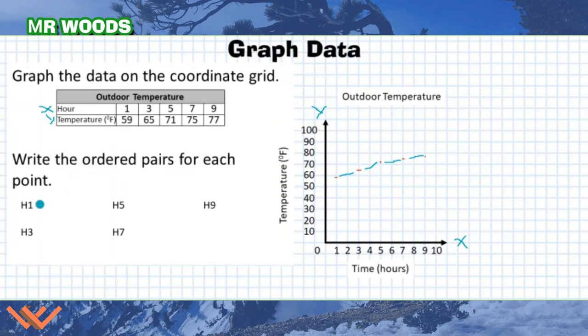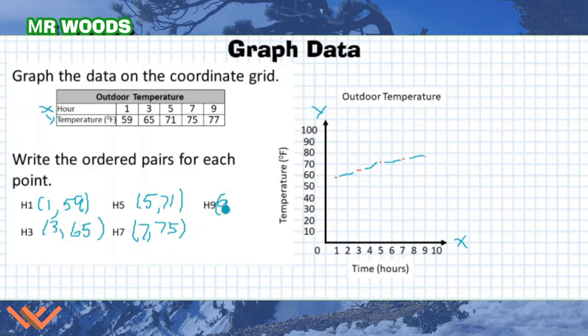So 1, 59, that's our x, is 59 for hour 1. For hour 3, x is 3, y is 65. So 3, 65. Hour 5 is 5 and 71. And then hour 7 is 7 and 75. And hour 9 is 9 and 77.